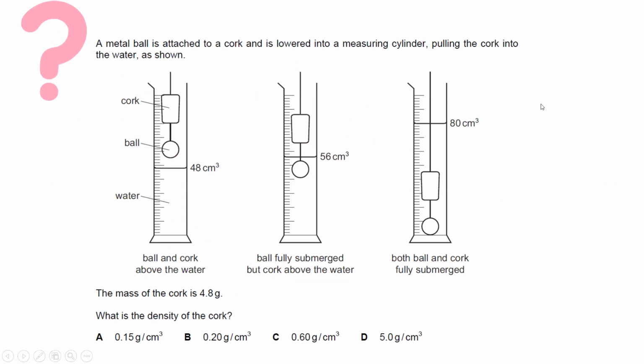Solve this question. You can use the screen annotation. It's a tricky question, but I do expect that you can solve this. We are finding the density of the cork or lid. The mass of the cork is given as 4.8 gram.